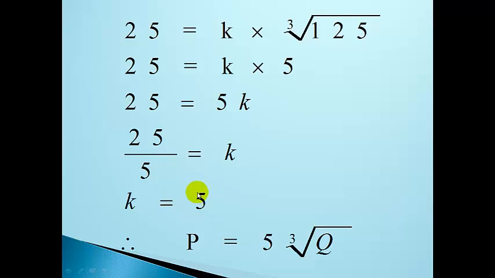So we now substitute k equals 5. And therefore P is equal to, instead of k times the cube root of q, because k has now given us 5, we have P equals 5 times the cube root of q. So P equals 5 times the cube root of q.